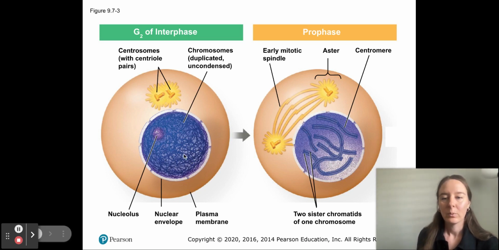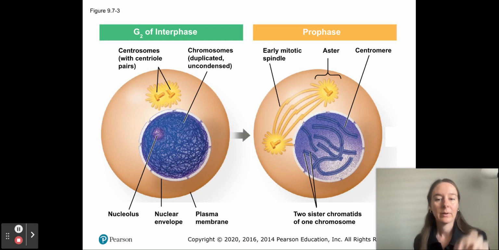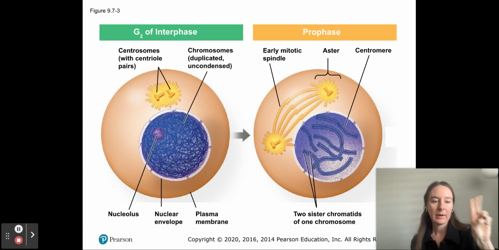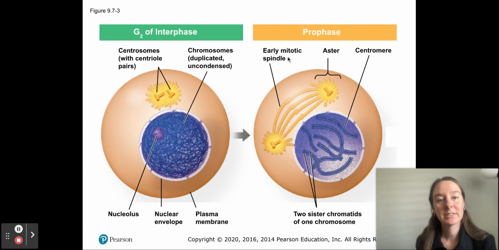All right, now, once we're done with G2, we've prepared for mitosis. How have we prepared? Well, basically, we've made a copy of the DNA, right? So now each chromosome has 2 copies, sister chromatids. We're ready to divide. All right, so prophase, the first step of mitosis.